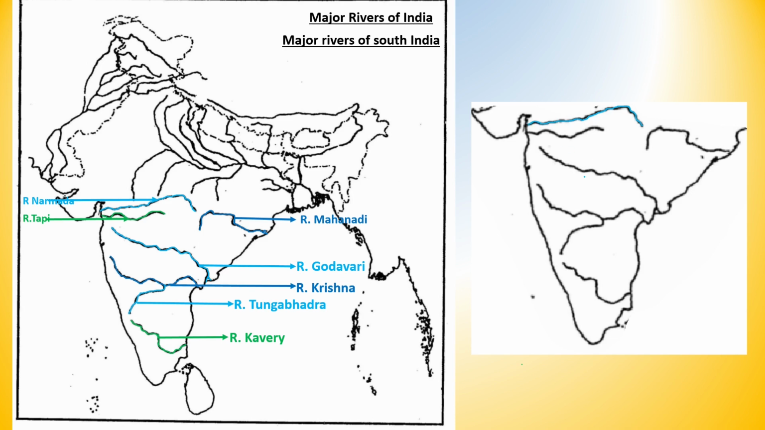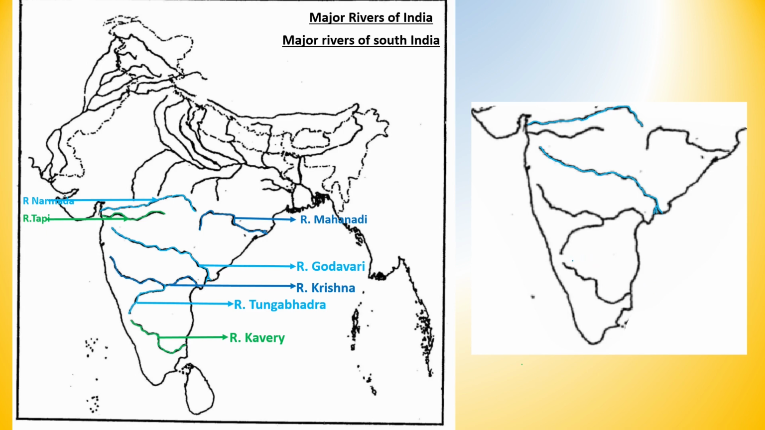Next is coming Godavari. That is the largest river in South India, and it is known as Ganga of South India. Here it is having a delta, both the sides you have to color or mark.